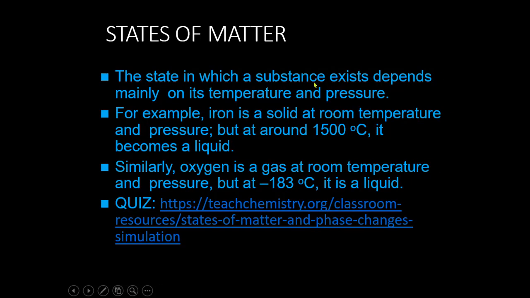The state in which a substance exists depends mainly on its temperature and pressure. For example, iron is a solid at room temperature and pressure, but at around 1500 degrees Celsius, it becomes a liquid. Similarly, oxygen is a gas at room temperature and pressure, but at minus 183 degrees Celsius, it's a liquid.